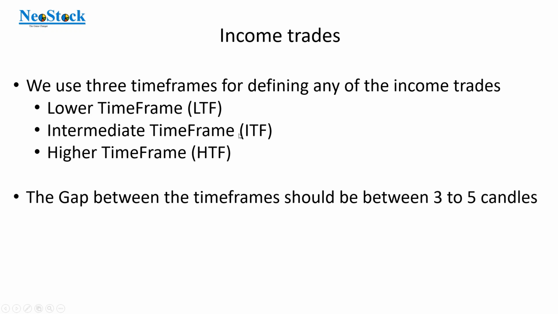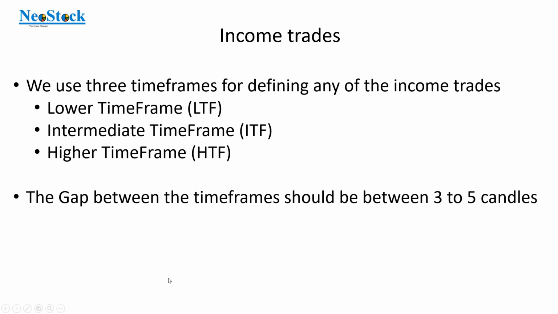Okay, next, ITF and HTF. Let us assume ITF is weekly, HTF is monthly. For one monthly candle, how many weekly candles should be there? Between 3 to 5. So to complete the month, we need 4 weeks. That's why 4 weekly candles should be there. Then the monthly time frame will be complete.